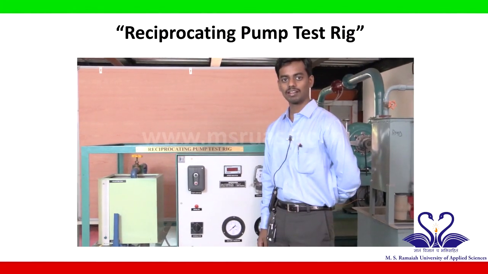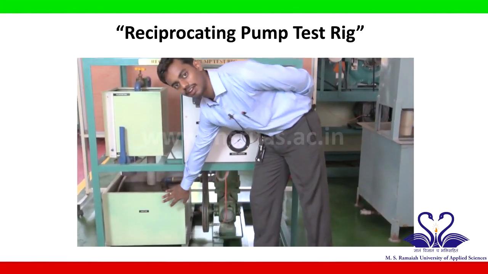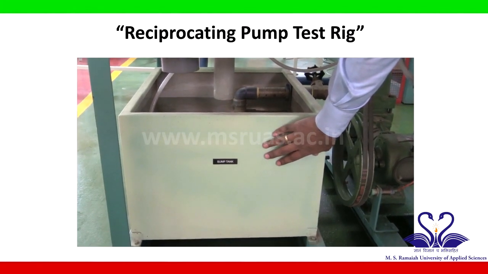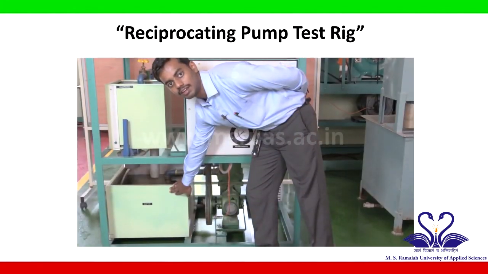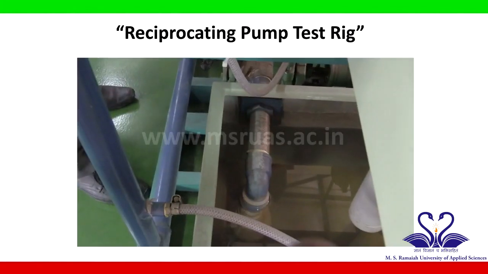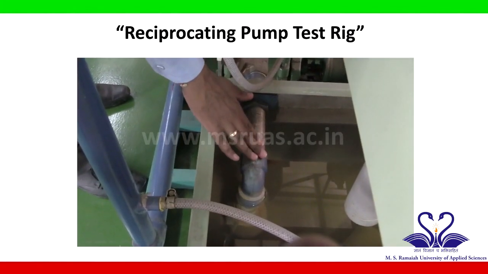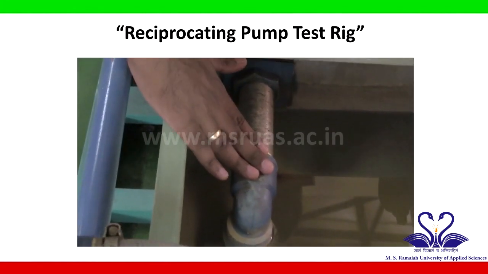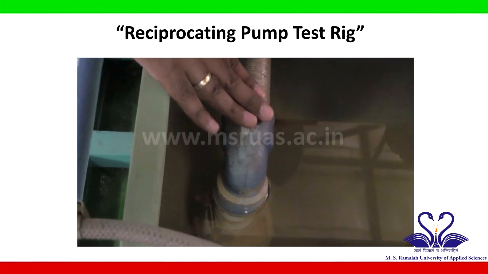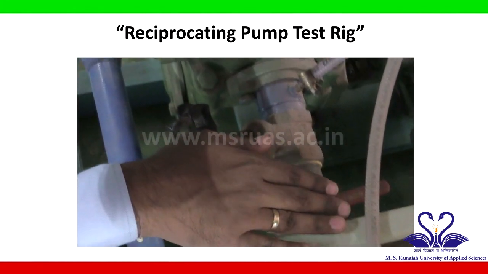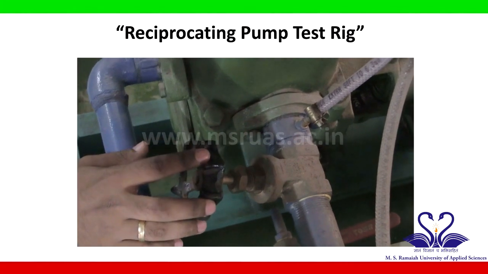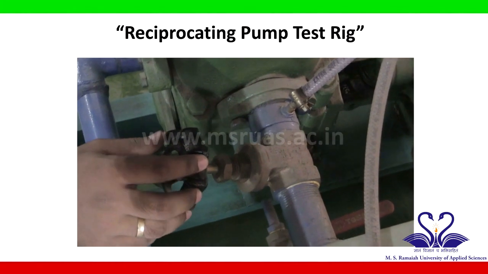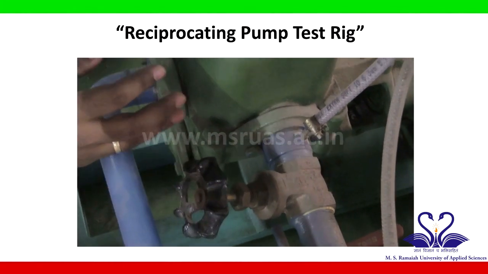The setup consists of a storage tank. Here we are storing water, which will be used as the working fluid inside the reciprocating pump. From the storage tank we have a suction line. At the bottom edge of the suction line we have a foot valve in order to avoid the backflow of the water back into the tank. On the suction line we also have a suction valve, which should always be in the open condition. Further, it goes into the pump.